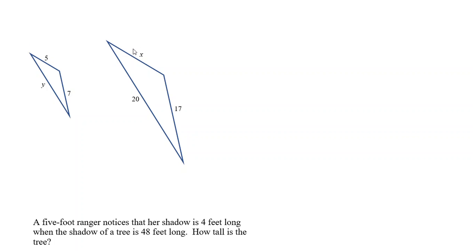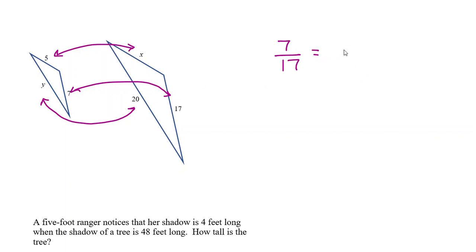I can kind of see that these two go together, and that these two go together, and that these two go together. So the two that have numbers are those middle two, the 7 and the 17. So I can say 7 is to 17 as, let's see, y is to 20. So I have this small triangle on the top and the big triangle on the bottom, corresponding sides in each ratio, and now I can cross multiply.